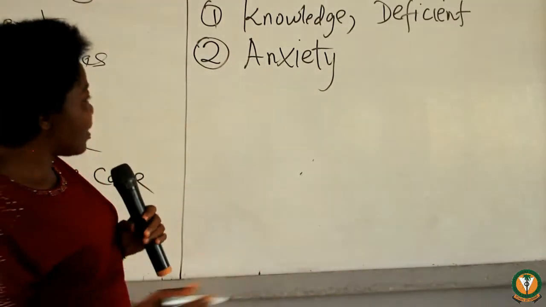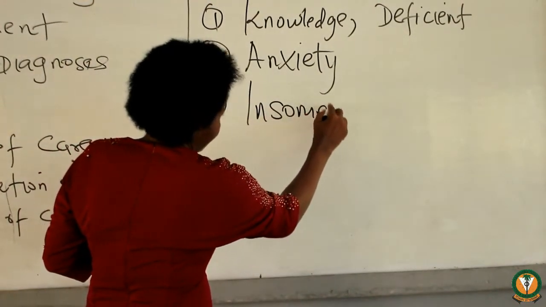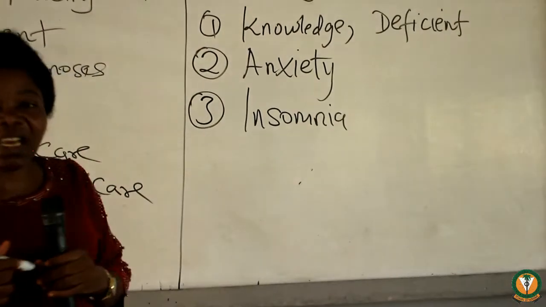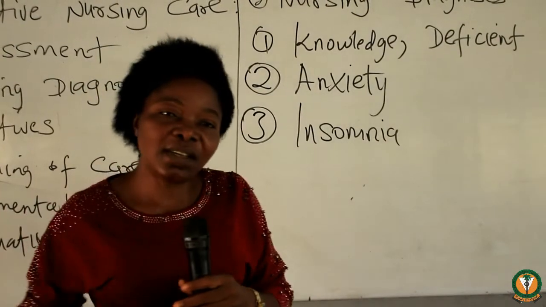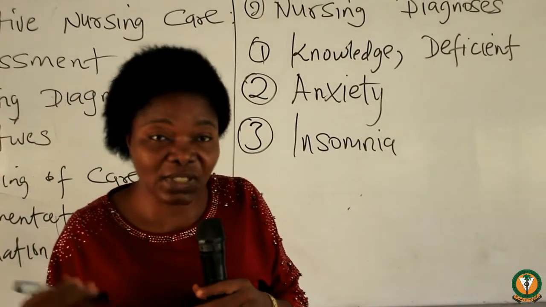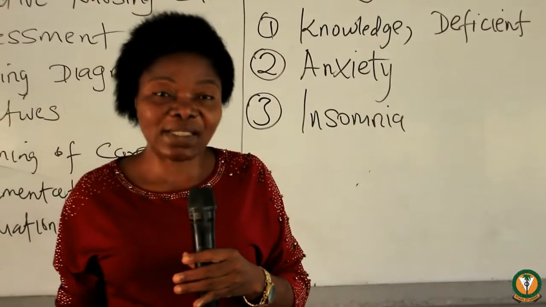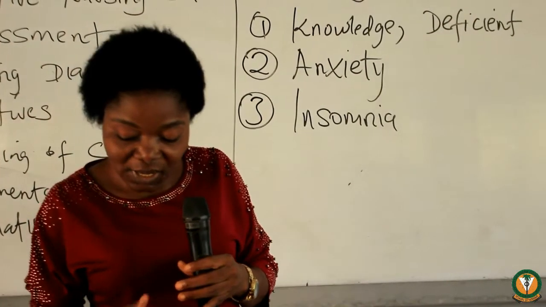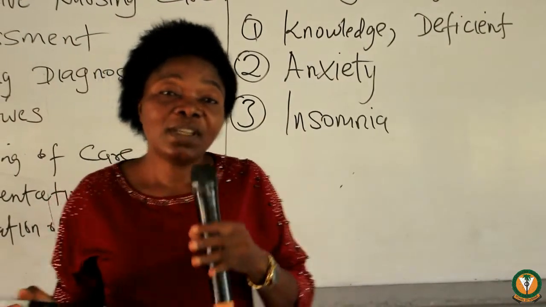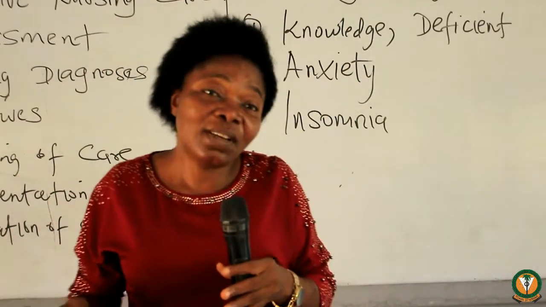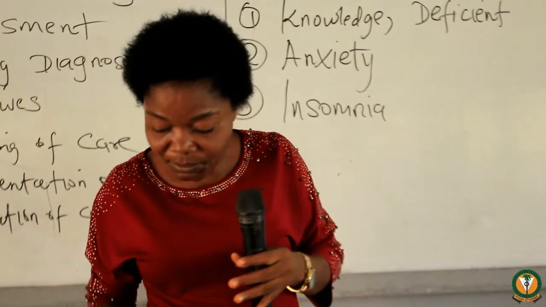Number three is insomnia. Insomnia simply means inability of the patient to fall asleep. A patient that is preparing for surgery the next day normally finds it difficult to sleep because of so many questions, because of fear, because of not knowing what to expect. So the nurse has to intervene in the area of insomnia. Some might have insomnia due to an unfamiliar environment. It's not every person that sleeps in another person's house, let alone the hospital. Or even pain can cause the patient not to fall asleep.